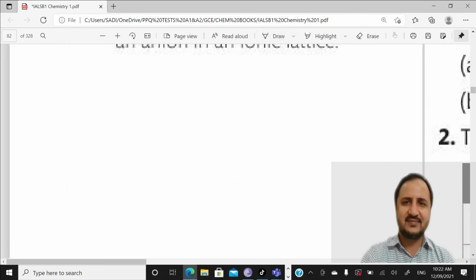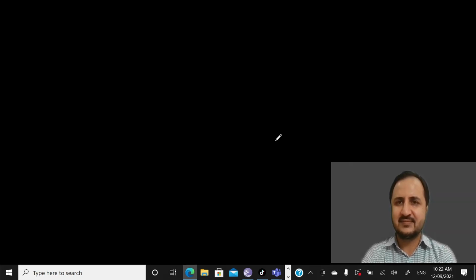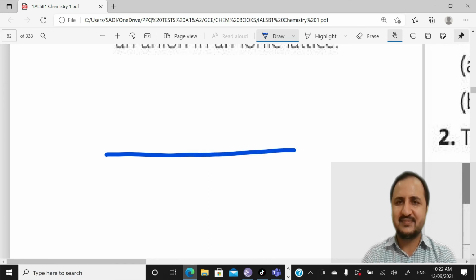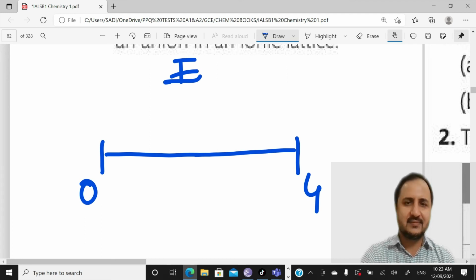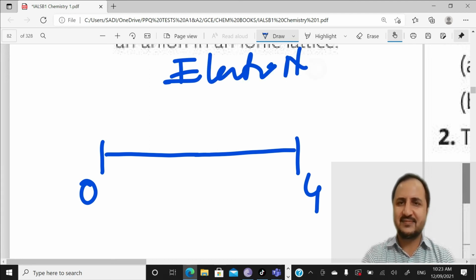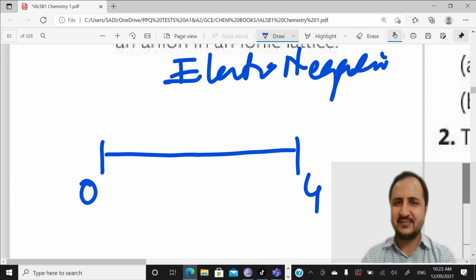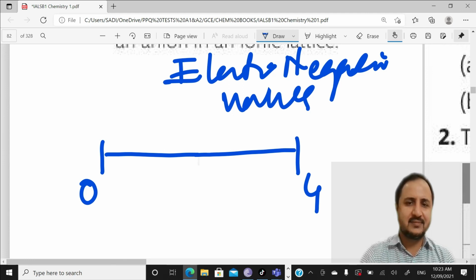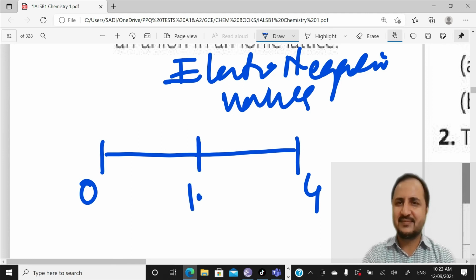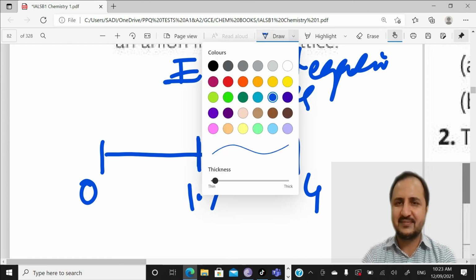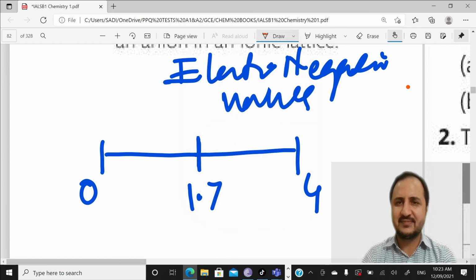There is a scale for all of us about the electronegativity values. I'm drawing a line here. This line starts from 0 to 4. Those are the electronegativity values. And there is a central point. That central point is 1.7. Now I want everyone to focus on this because this is not given in the book and is very, very important to understand.